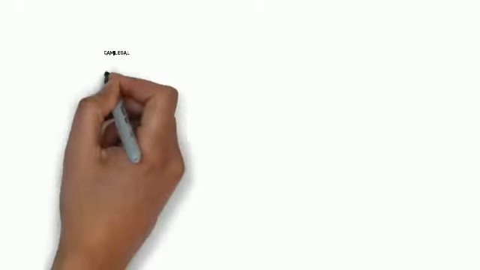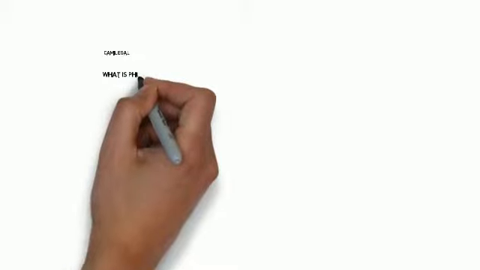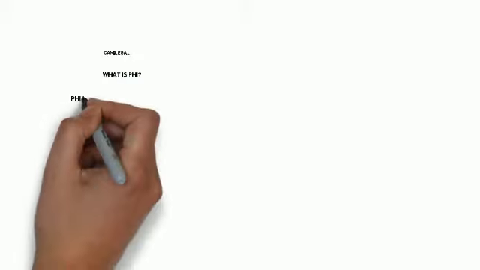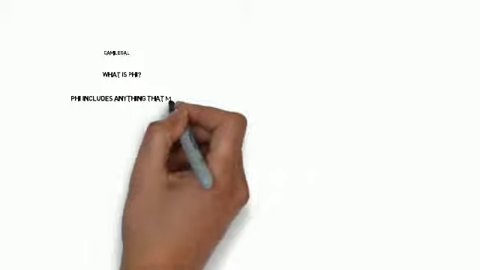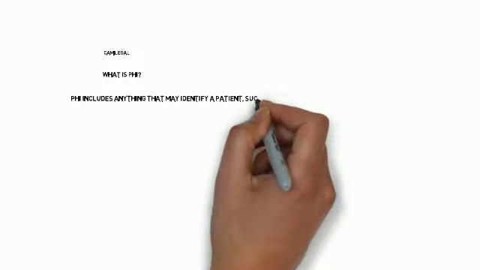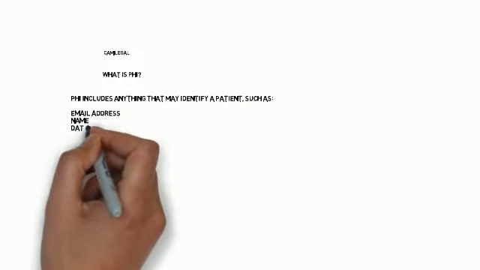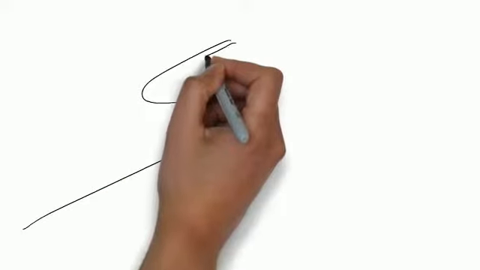What kind of information is considered PHI? The answer is broad and includes unique types of data which may identify a patient. Information such as email addresses, names, birth dates, device serial numbers, and postal addresses are all considered PHI under HIPAA.